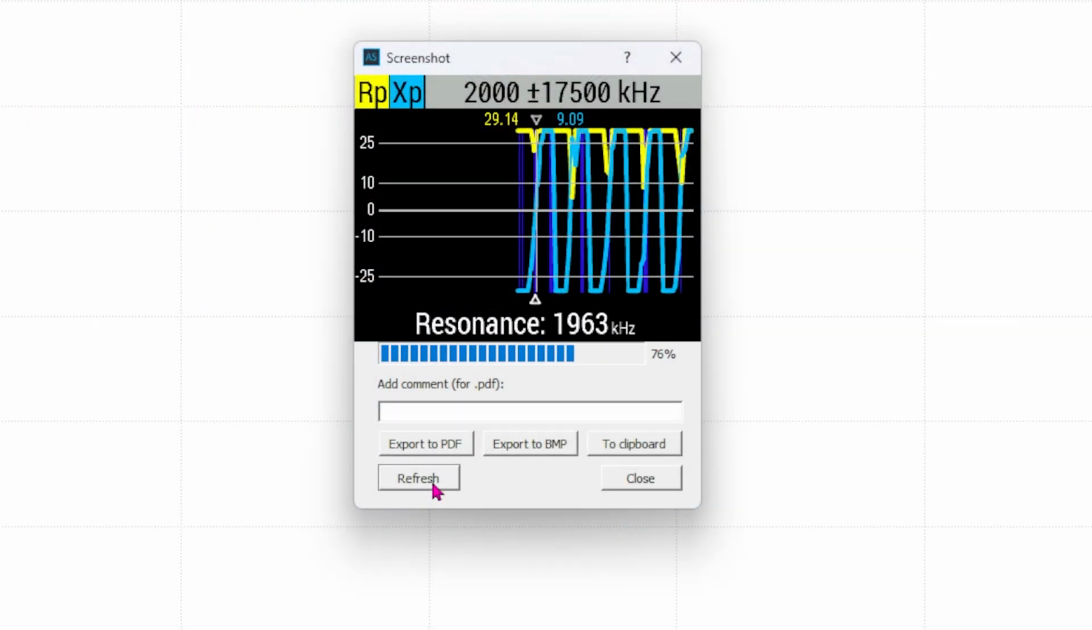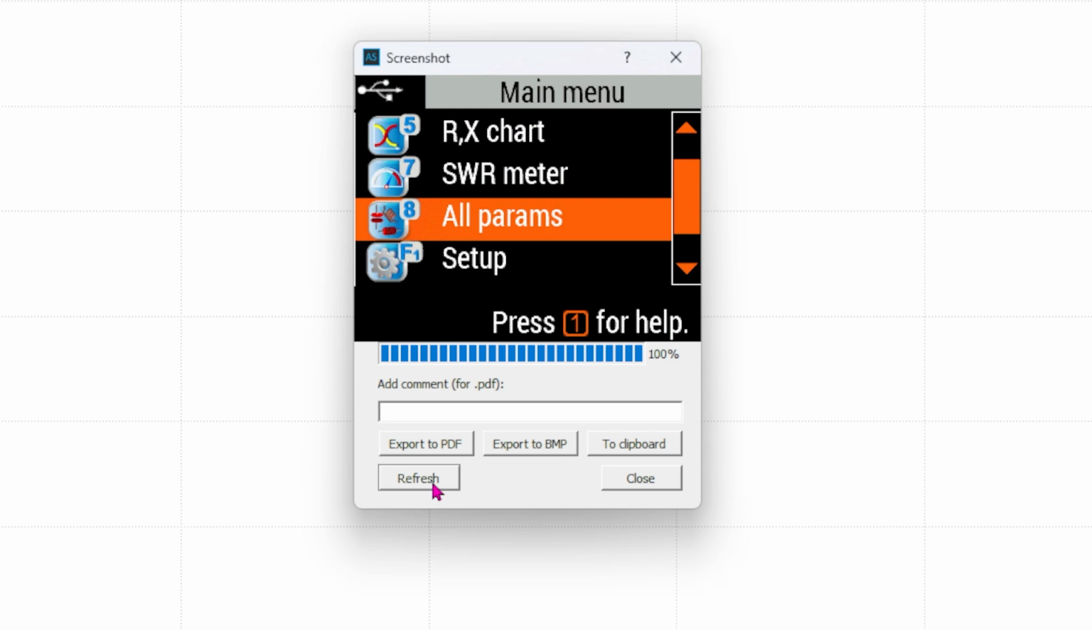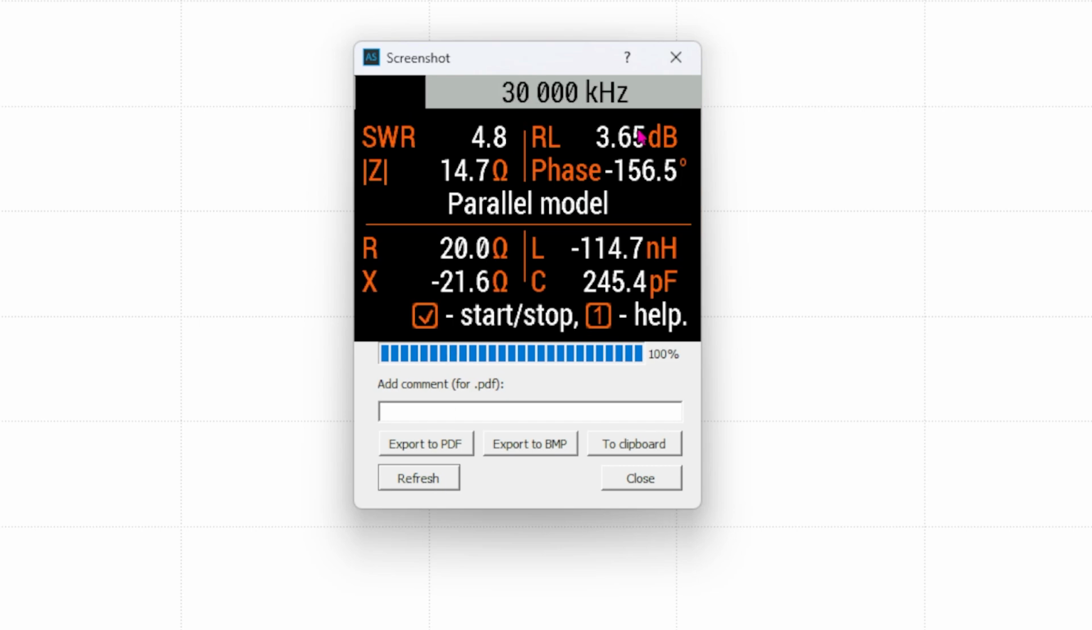All right, so I'm back on all parameters. And I'm going to ask it to show me that. Oh, I've got to change the frequency. All right, I'm going to change the frequency to 30 megahertz. Say okay. All right, so let's bring that up on the screen. Again, I've gone to 30 megahertz, which shows up here. All right, the return loss is 3.65 dB. Now that's sending a signal out and coming back. So half of that would be about 1.8 dB.